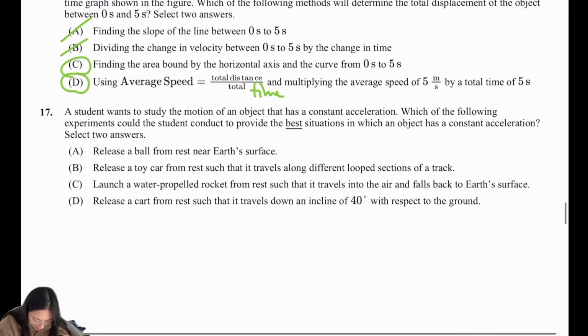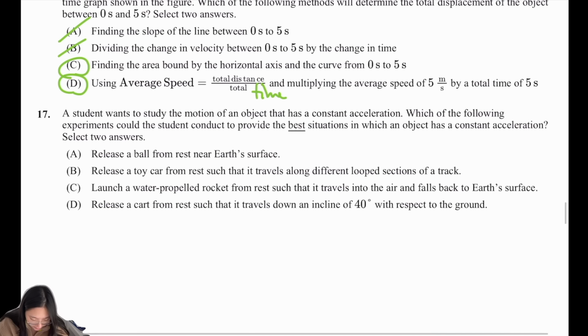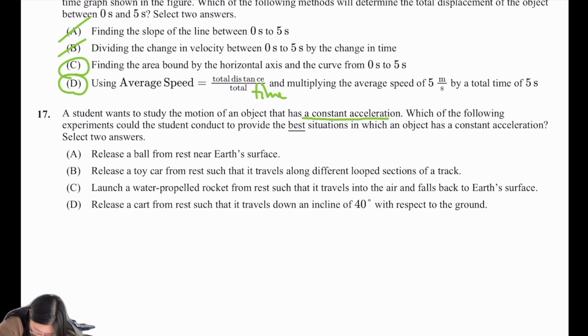Question number 17. A student wants to study the motion of an object that has a constant acceleration. Which of the following experiments could a student conduct to provide the best situation in which an object has a constant acceleration? Select 2 answers.